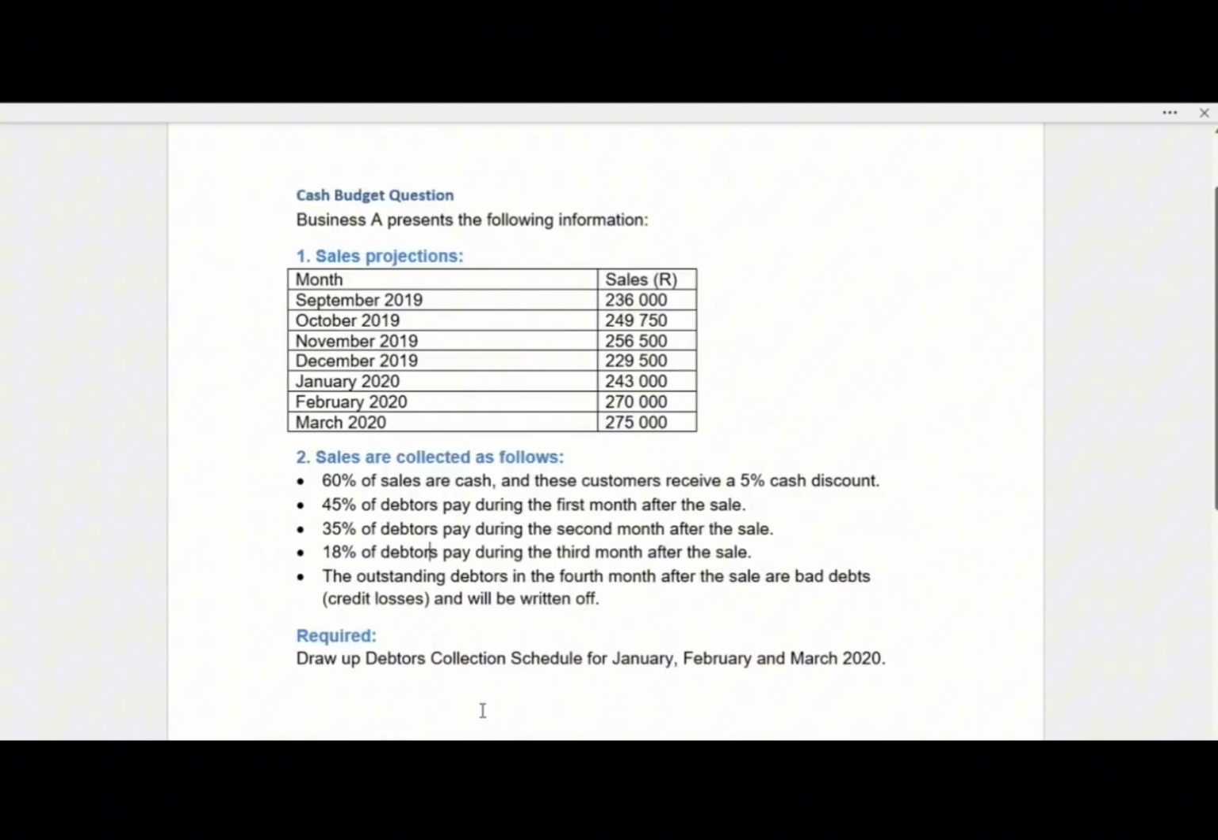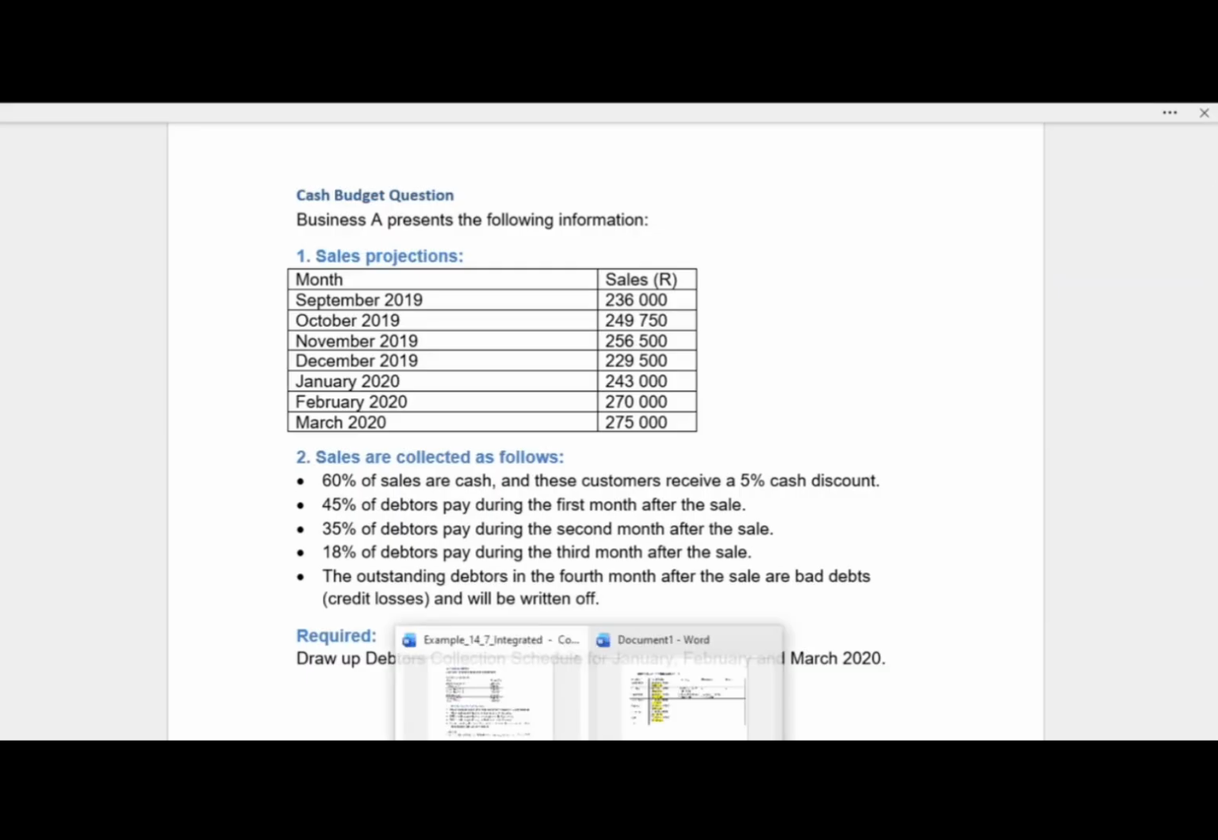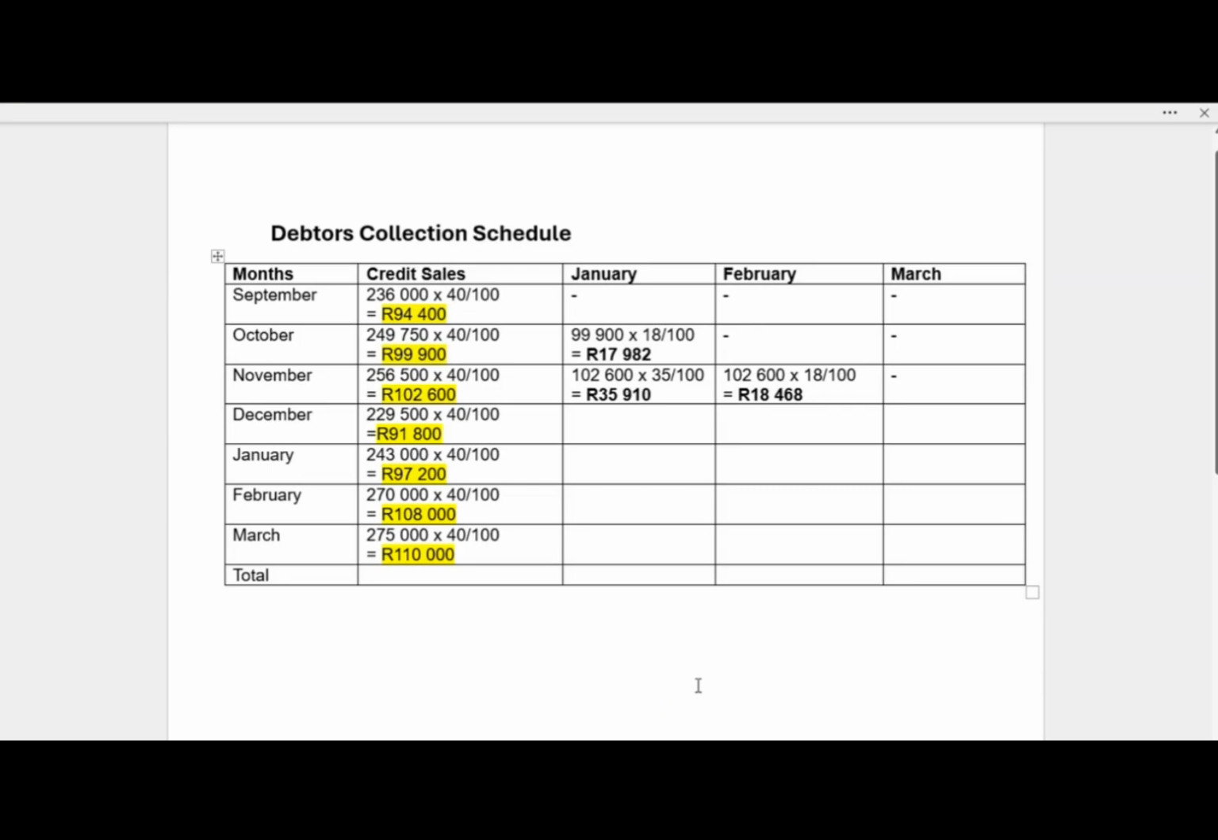Remember, I'm always going to go back to the credit policy, because that's what you need to do to avoid mistakes in the exam or in the test. You just have to go back to the credit policy and remind yourself and catch up. So 45%, we are in December now. So 45% of December will be paid in January, and 35% of December will be paid in February, and 18% will be paid in March. So it covers all the months of our monthly budget here that we're dealing with, which is January, February, and March. So for December, you are going to collect in January 45%.